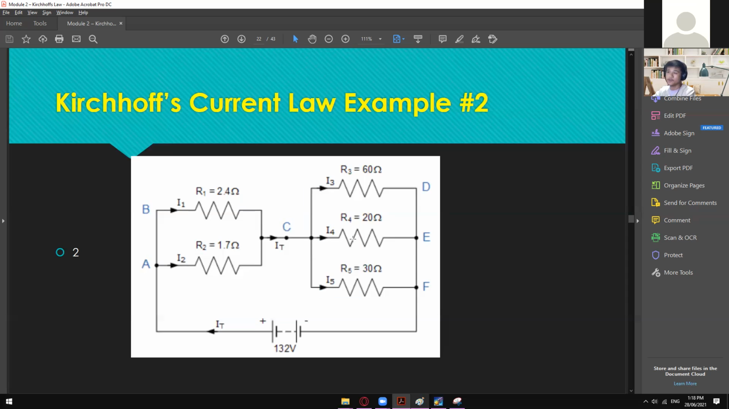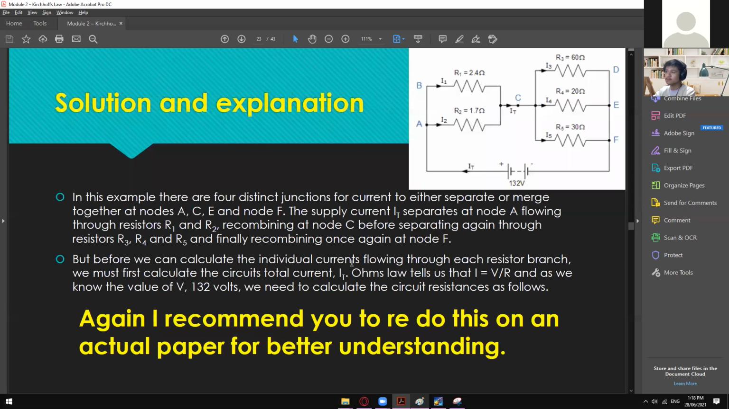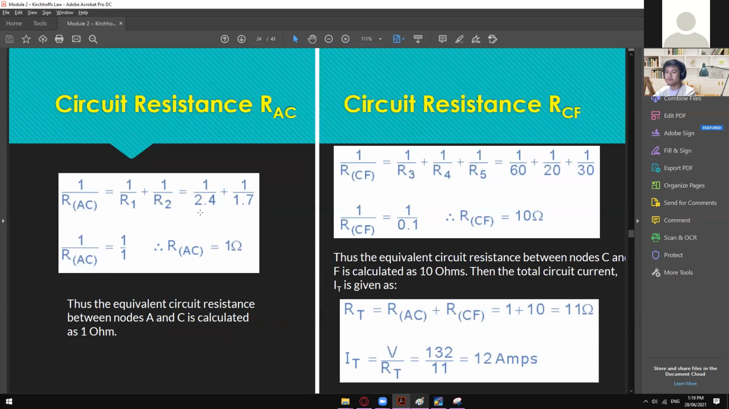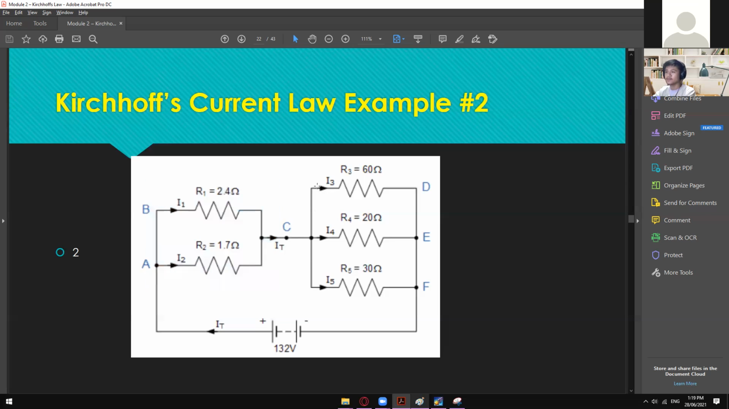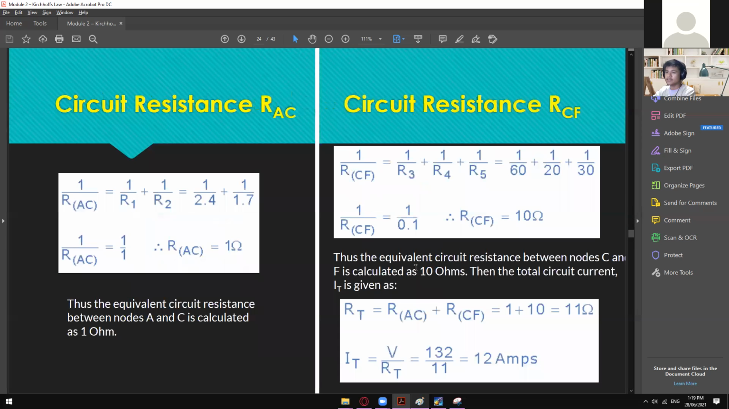Okay, so those are the ways. But in here, what we simply did is we combine these two and these three into one value. So this is the computation for the RAC, and this is the computation for the RCF. After that, we can now get the total resistance. So 1 plus 10, that's your total resistance. That is why we have RT equal to 11 right here.